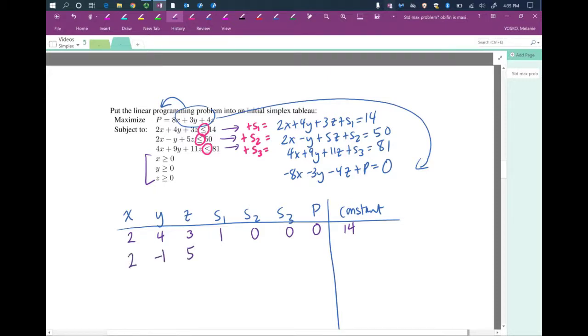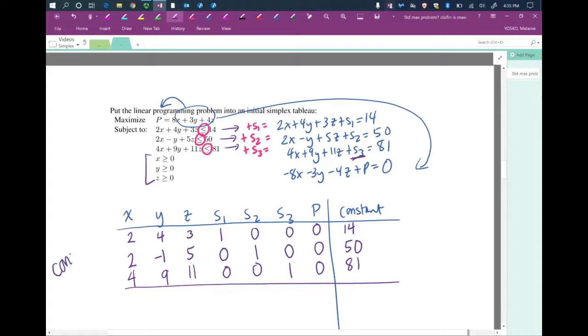That's the x, y, z part. Now, S1 is the next variable that's listed. There is no S1 here, so I put 0 as a placeholder. There is an S2. The coefficient of S2 is 1. There's not an S3, and there's not a p, but the constant is 50. And now we're on this equation. So 4x, so we put a 4. 9y, put a 9, plus 11z, we get an 11. There's not an S1. There's not an S2. We do have an S3. Coefficient is 1. There's not a p. Constant is 81. And if you notice, those are the equations that came from our constraints. So we put those at the top.